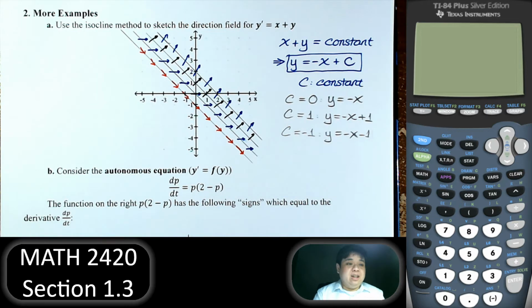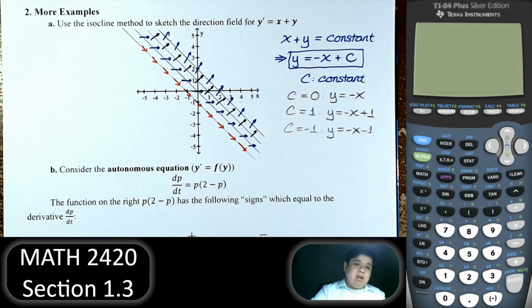But that's the idea. Like I said, usually this kind of problem, we're not going to draw it by hand. But that's the idea. Just find where the slopes are constant, and we draw that graph. And then the slope will be constant on that line. It could be a line, it could be a curve.